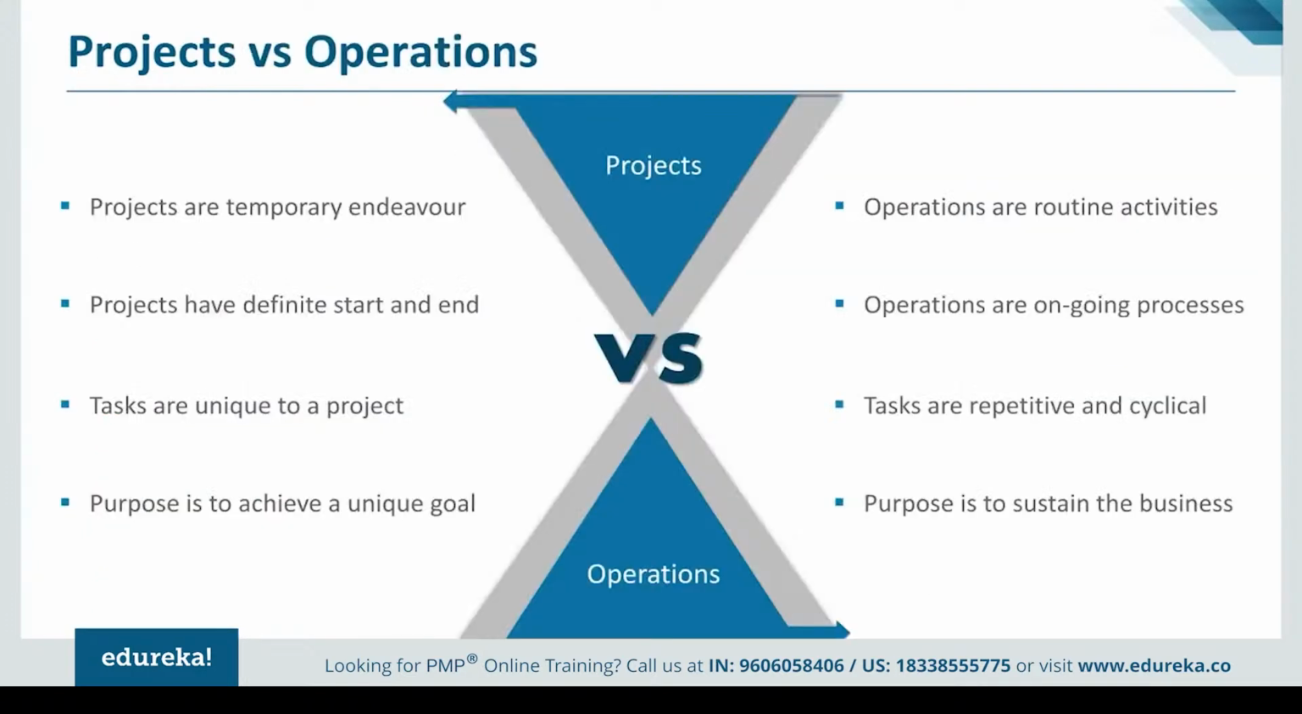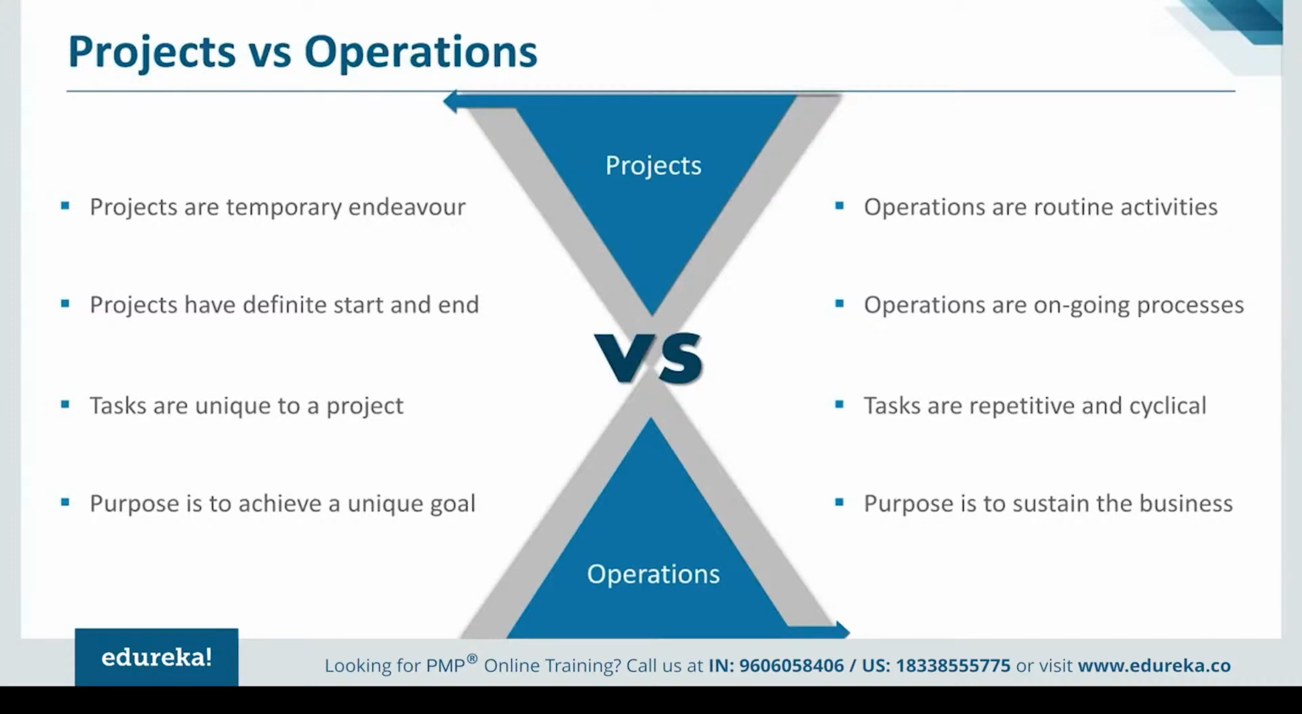Another confusion that people might have is to understand the difference between a project and some of the operation activities. Let's quickly take a look at the difference between project and operations. Some of these things we have already covered. Projects are temporary, they have a start date and an end date. So it's a temporary endeavor which is undertaken, as I mentioned, in order to produce some product, result, or to provide some service. Projects have a defined start date and end date. That's another thing which we already spoke about.